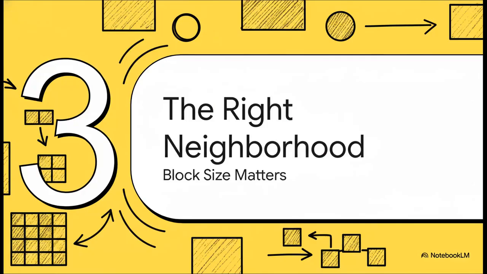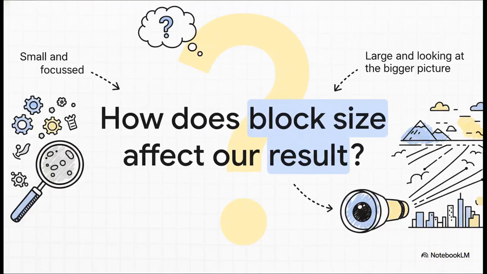Okay, theory's great, but let's see how this works in practice. The first major decision you have to make is defining the size of that local neighborhood, and we call that the block size. And as you're about to see, this choice can totally change your final result. So yeah, what's the right size for this neighborhood? Should it be small, focused on the tiny details? Or should it be large, to get a sense of the bigger picture?